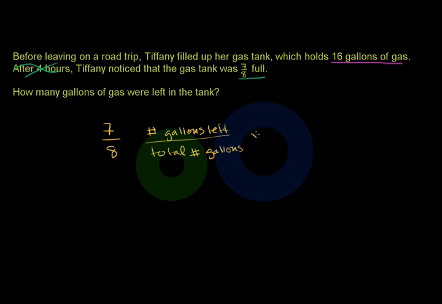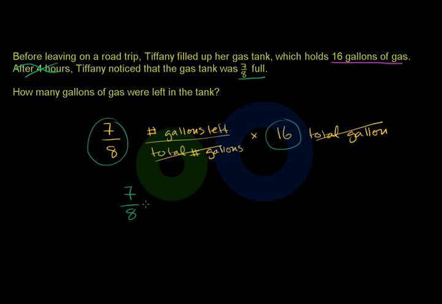And if we multiply that times 16 total gallons, you see that the total gallons cancel out with the total gallons. And the only units you're left with is number of gallons left. And you're essentially just multiplying 7/8 times 16. So this becomes 7/8 times 16. And you could even view that as 16 over 1. And this is the number of gallons left. So these are the only units we have left, number of gallons.